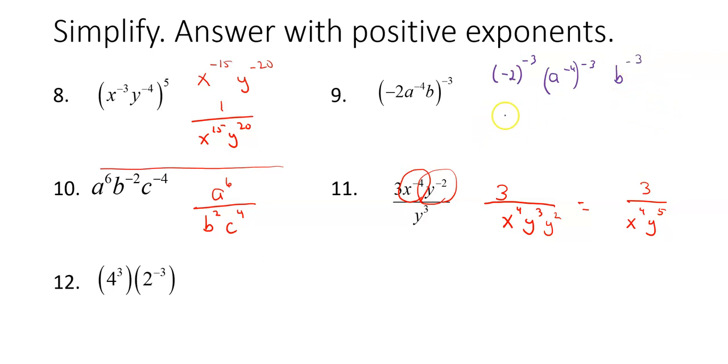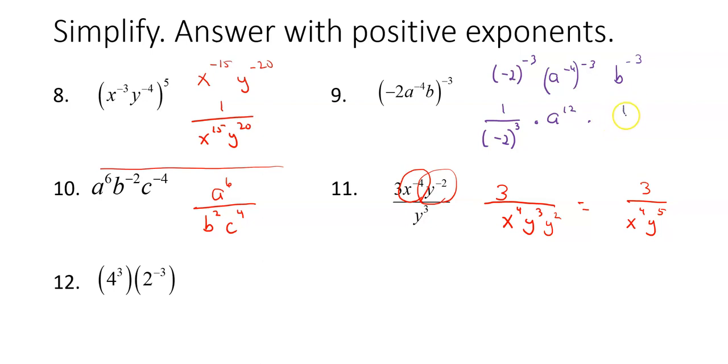So negative 2 to the negative 3rd means 1 over negative 2 to the positive 3rd. A to the negative 4th to the negative 3rd, power to a power I multiply. So negative 4 times negative 3 is positive 12.